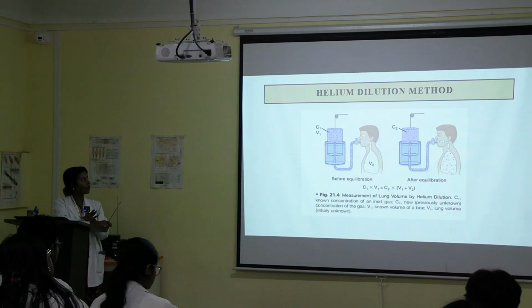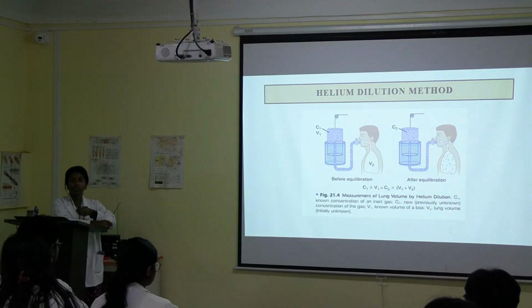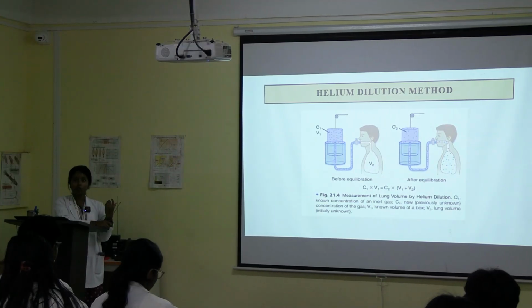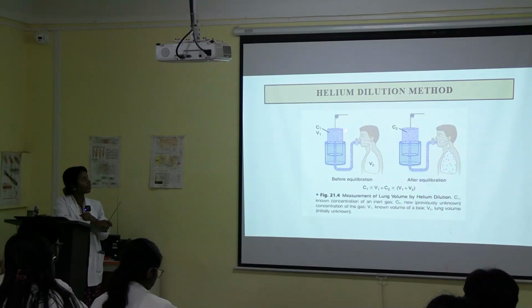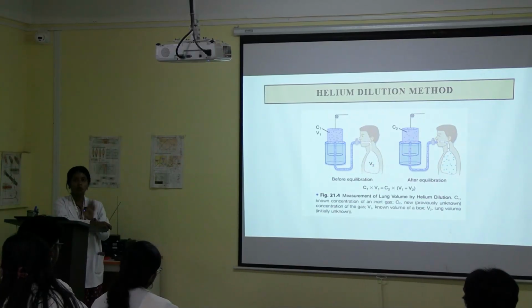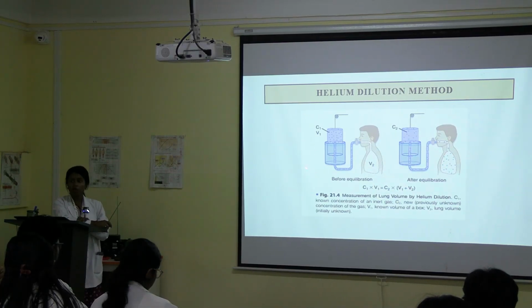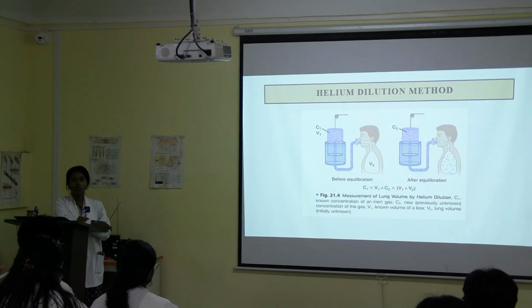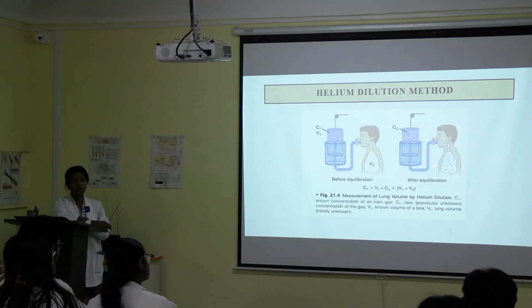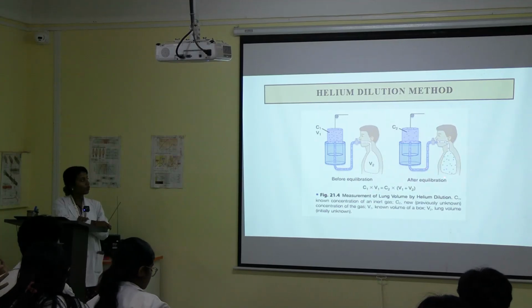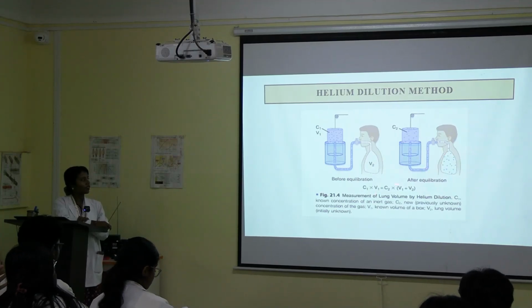Suppose before equilibrium, that means before the person started taking the inspiration, the concentration is C1 and the volume is V1. In the lung we don't know the volume, but the volume and concentration of the helium we know. So one is a known volume and concentration, another is an unknown volume and concentration. Once the person starts inspiring, after the equilibrium we will use this formula.